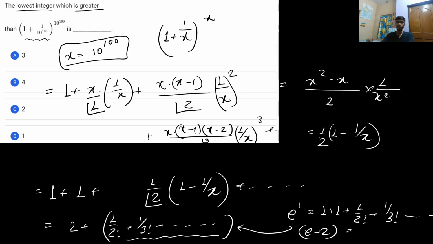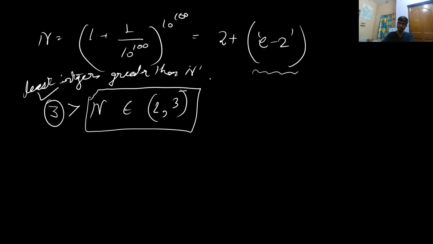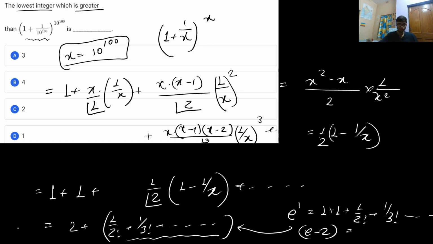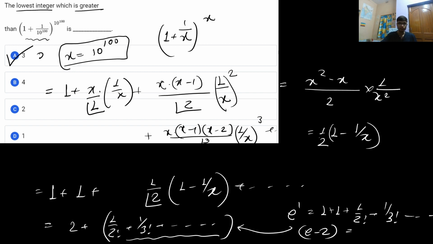That means the least integer which is greater than this particular number will be equal to 3. The least integer greater than n is equal to 3. That means the right answer to this particular problem is option A, that is 3. So option A is the right answer to this problem.